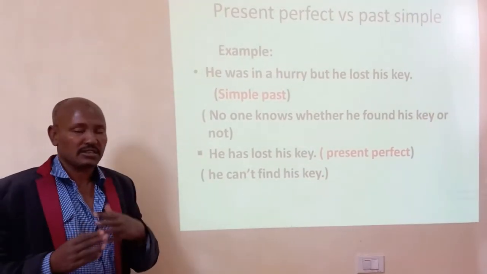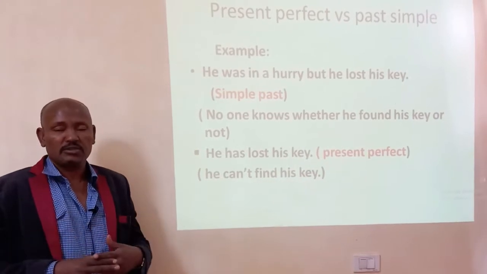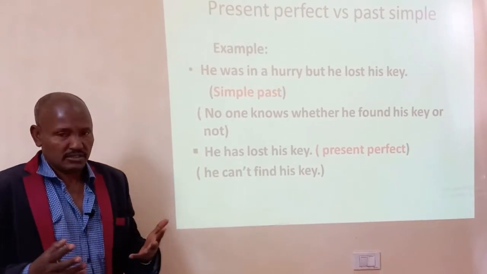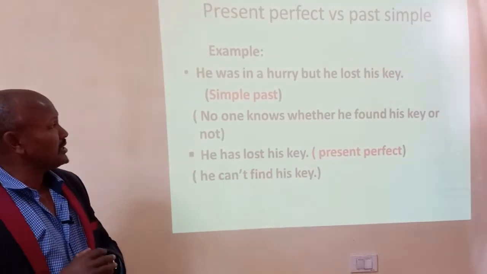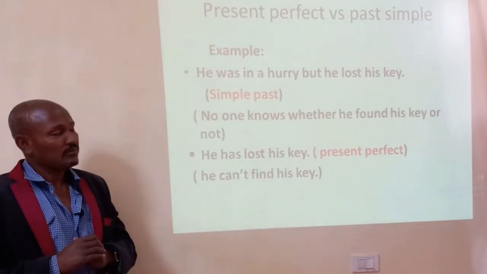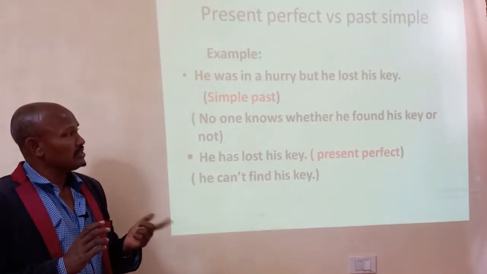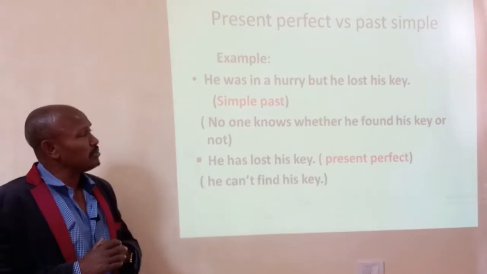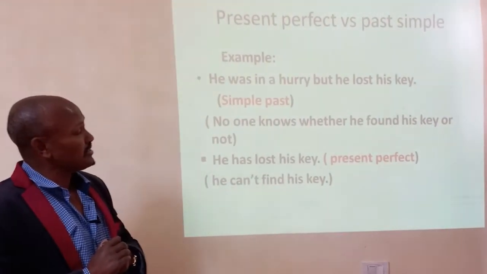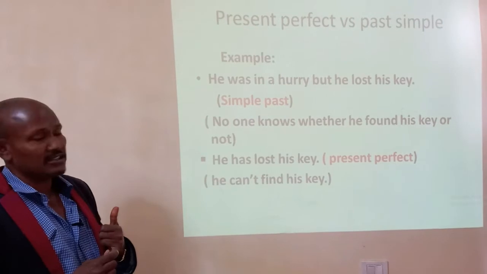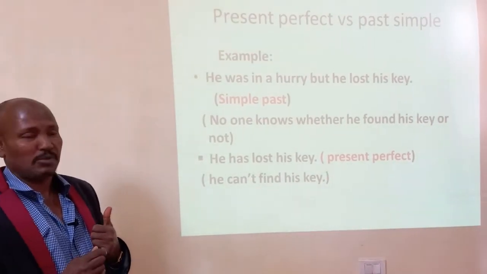They sometimes confuse us whenever we make examples or sentences. So the first one: he was in a hurry but he lost his key. Look here, he was in a hurry but he lost his key. This compound sentence has both verbs in the simple past, was and lost. The meaning is also simple past.